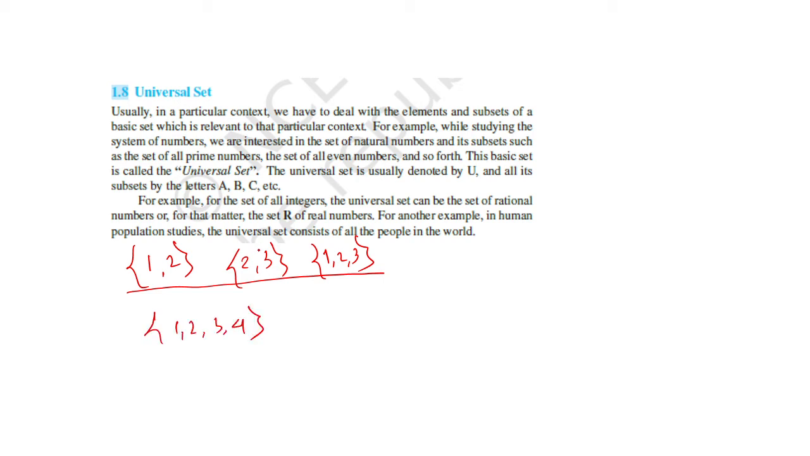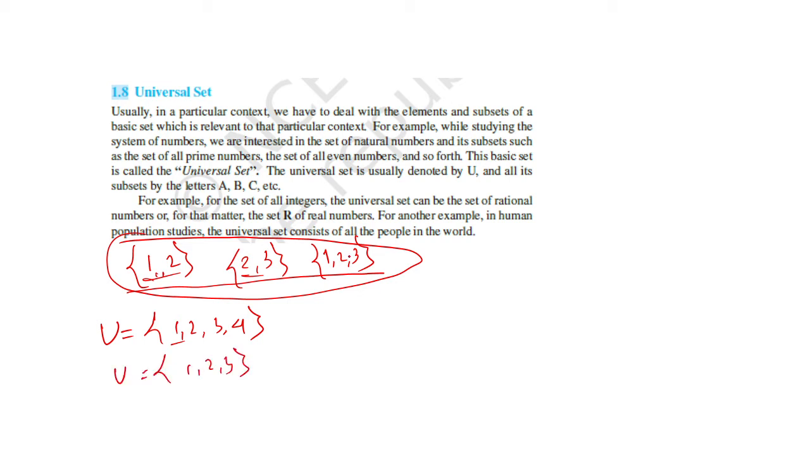This set contains all of these. {1, 2} is here, you can see {2, 3} is here, {1, 2, 3} is here. So this set is called the universal set of these sets. Okay, got my point? So if you write {1, 2, 3}, this is also a universal set, because all the elements of these sets are in here, no? So this is a universal set of all these.